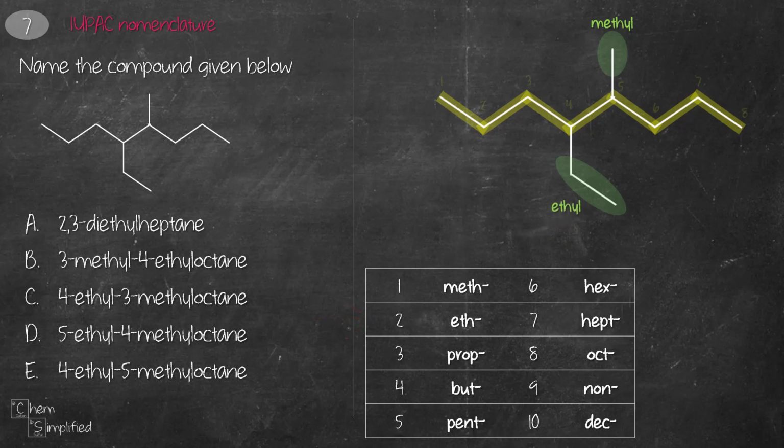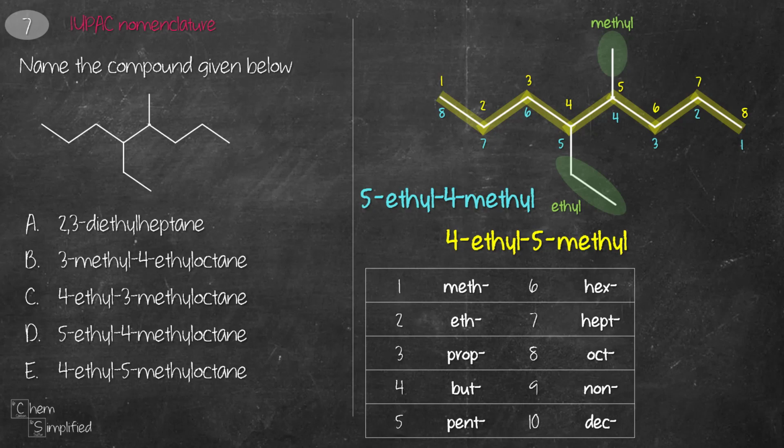Numbering from the left is going to give us 4 ethyl, 5 methyl. And if we number from the right, it's going to give us 5 ethyl and 4 methyl. Now the rule is to go with the lowest set of numbering. In this case, we're working with 4 and 5.